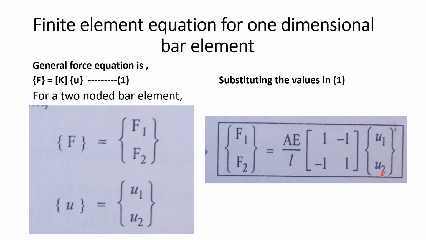U1 and U2 are the displacements at node 1 and 2. F1 and F2 are the forces at node 1 and 2. A is the area of cross section. E is the Young's modulus. L is the length of the bar.